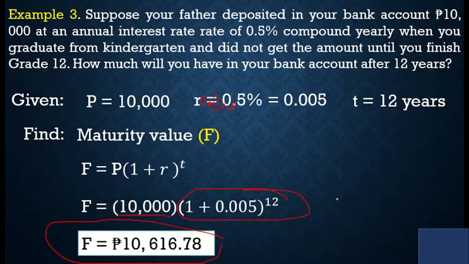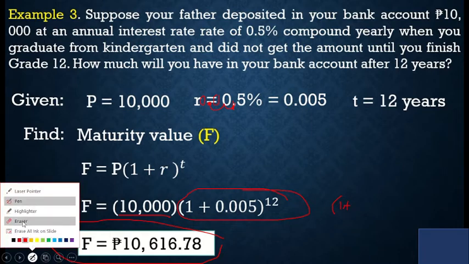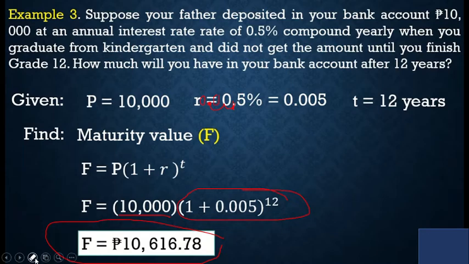Okay, i-solve ato. Unaha sa nag-add. 1 plus 0.005 magiging 1.005. Di ba? Then, to the power of 12.